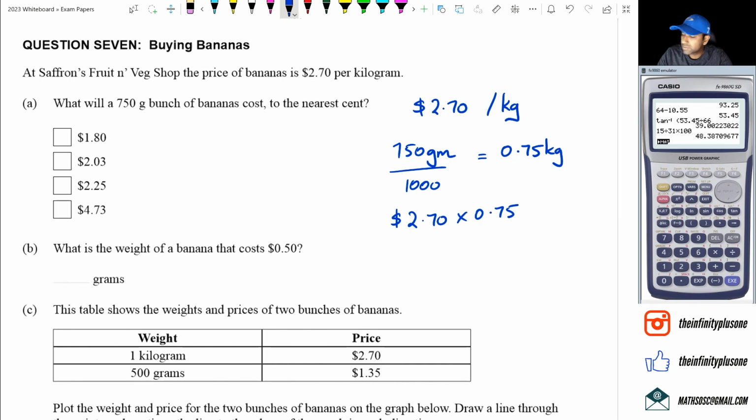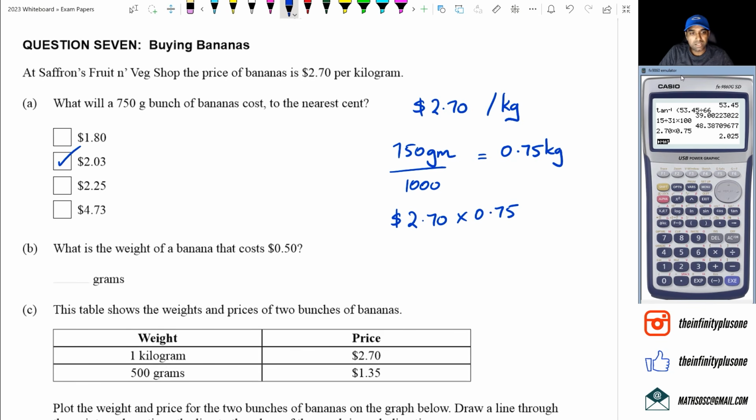So $2.70, why can I never hit the calculator? $2.70 times 0.75, and that's going to give me 2.025. With 2.025, I'm going to have to round it up in this case. So it's going to be 2.03, or $2.03.